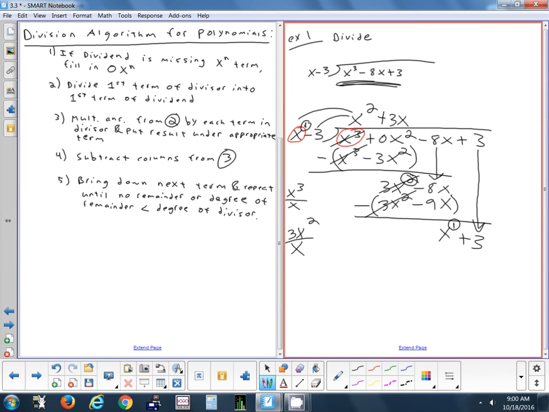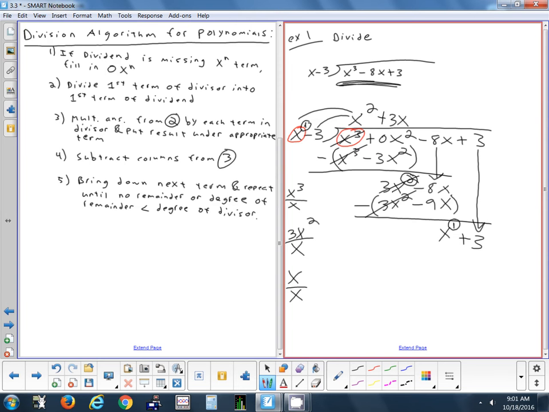And what am I going to divide into what this time? Brad, you think you could tell me what I'm going to divide into what? You're going to divide x to the first into x to the first. Yep, x to the first into x to the first. So what's x divided by x? It's just cancel.